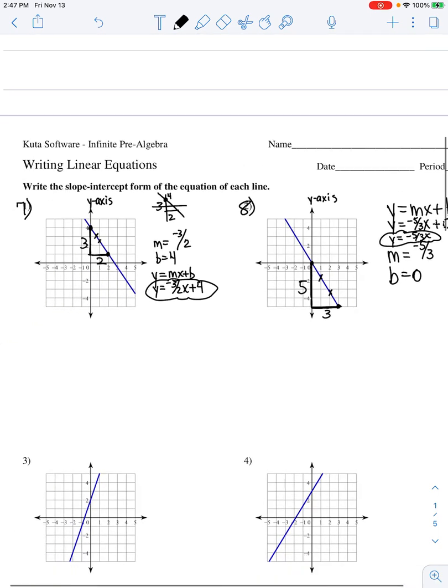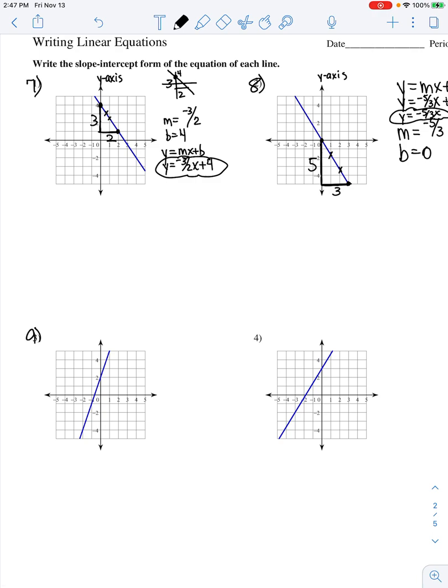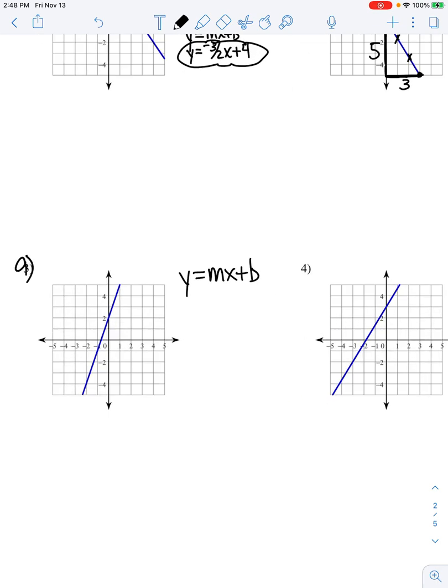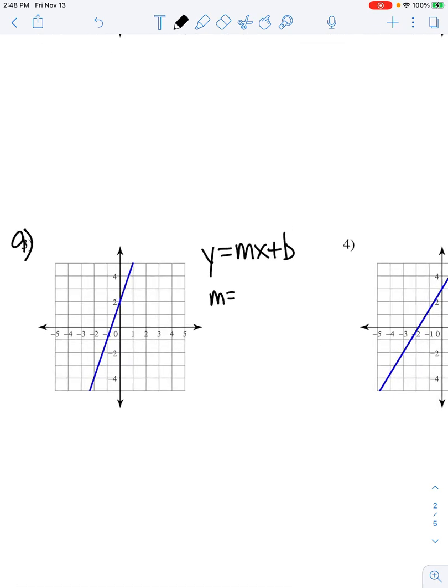That was example 8. So now let's make this example 9. Write down your y equals mx plus b. That's your equation of a line. So I've got to find my m and my b. Let me move that down a little bit. I always start with my y-intercept. So that's going to be at +2.